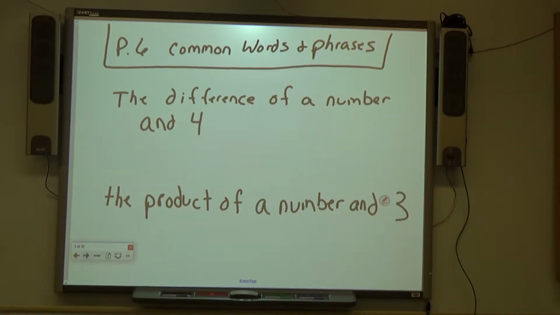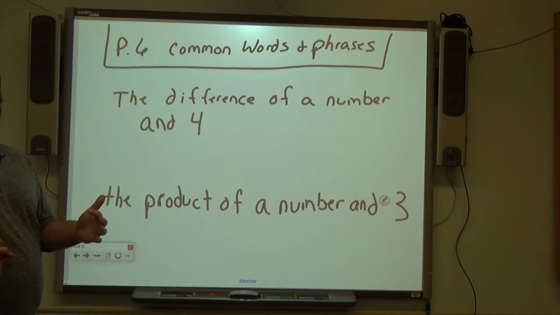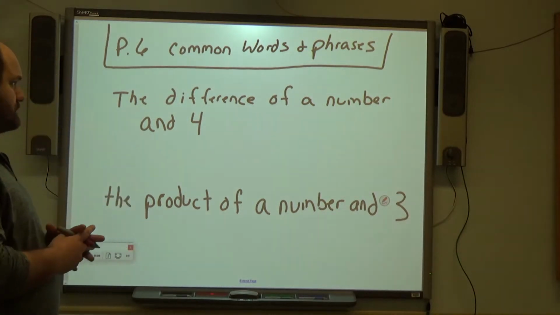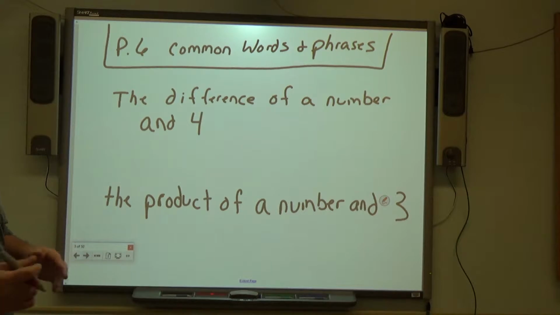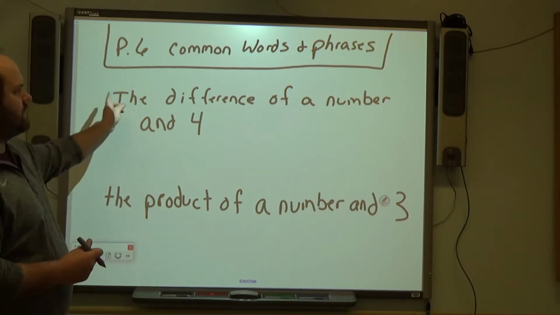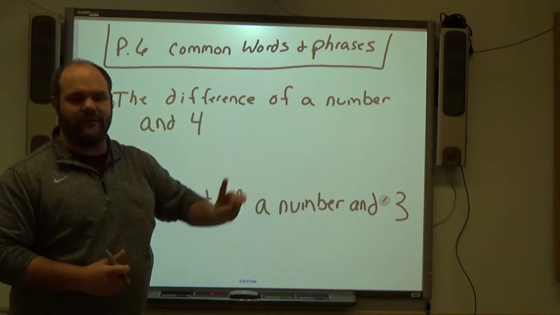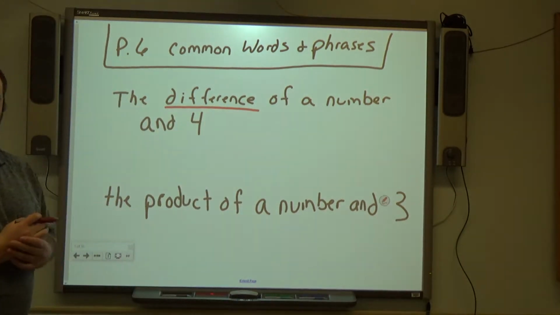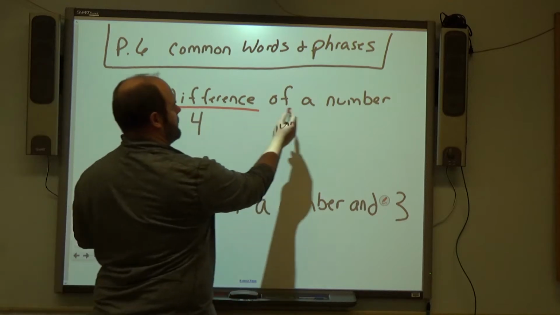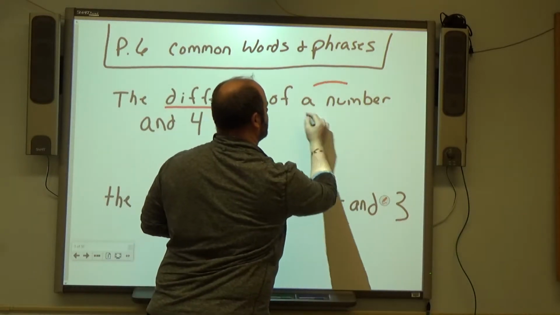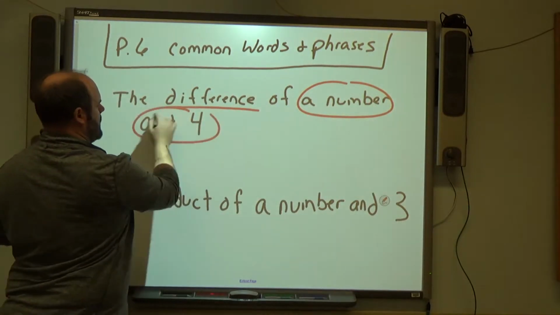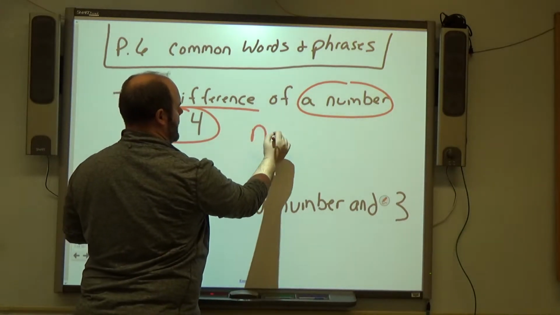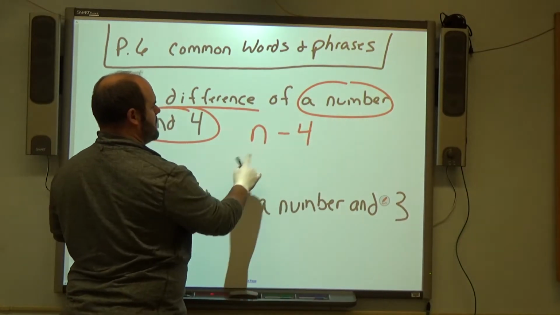All right, now coming back to this, you should have written down the words that mean some sort of operation, okay? And if we get into this first statement, it says the difference of a number and 4, all right? Difference is important. And if you look at the column of words that you just wrote down, difference is under subtraction, okay? And we have difference, and when you see the word of, we have a number and 4. So that is the difference of a number and 4.